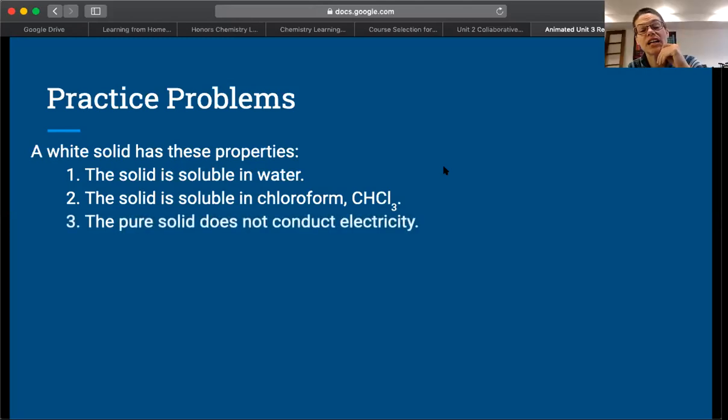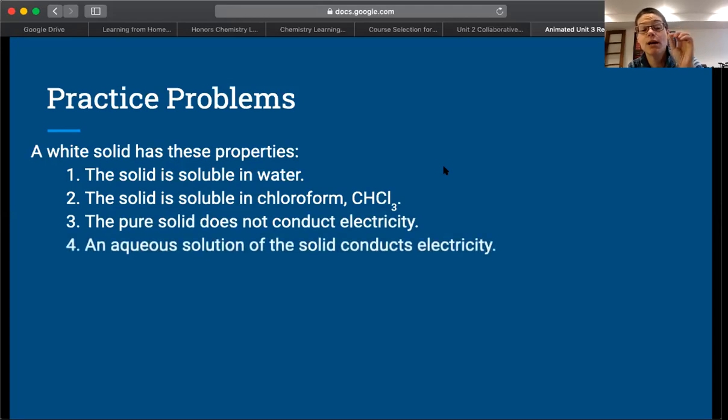All right, the pure solid does not conduct electricity, but the aqueous solution of the solid conducts electricity. So all of this is leading you to believe that this solid is a what? Ionic or covalent? The white solid does all these things. It dissolves in water, but it also dissolves in this polar thing, chloroform. The solid doesn't conduct electricity, but the solution of it does.